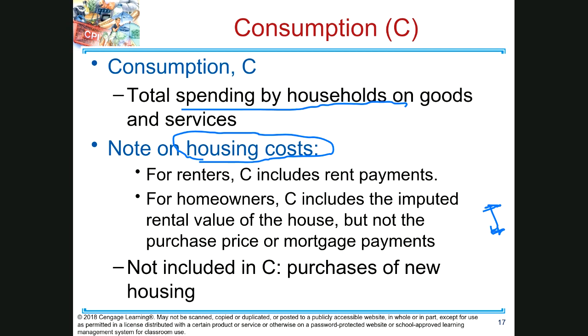It makes sense because they might just live in it for five or six years, then start renting it out as an investment. Or because it's such a big investment, we exclude it. Okay, we exclude housing costs from C, and we include them in I. Just remember that too. The purchase of a new house is not included in C, but is included in I.